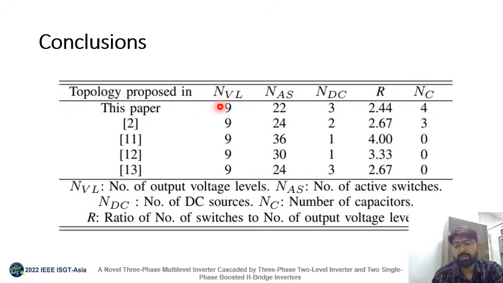In the proposed topology, I have used 22 active switches, 3 DC sources and 4 switched capacitors to generate a 9-level voltage. So the active switches used in the proposed topology are fewer than in the other topologies.